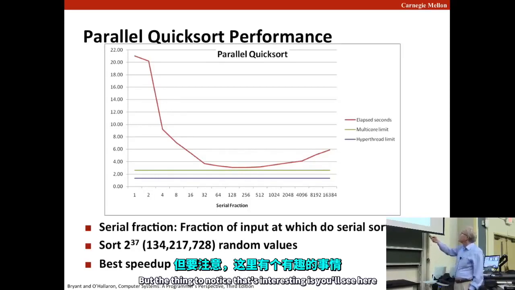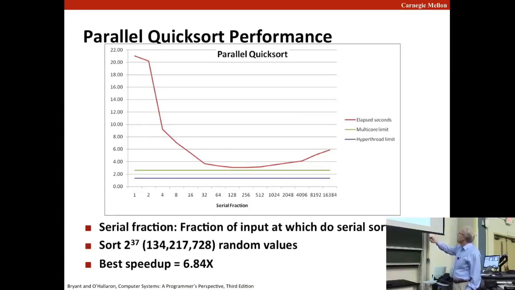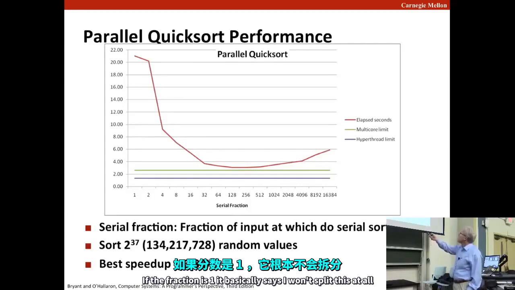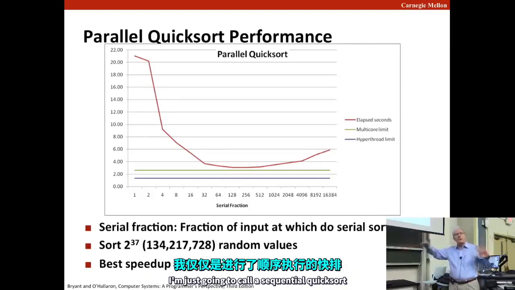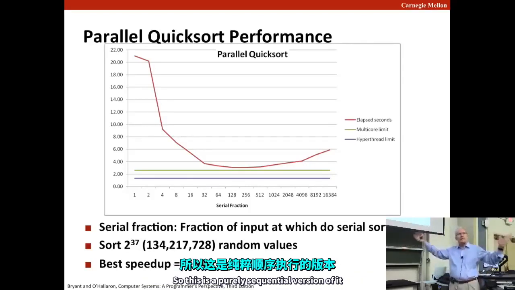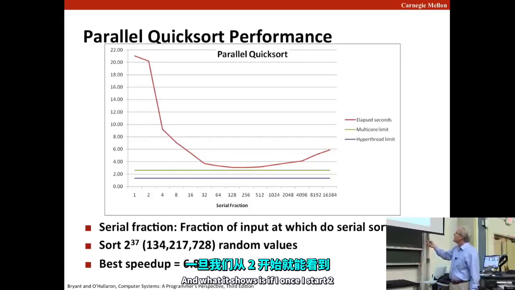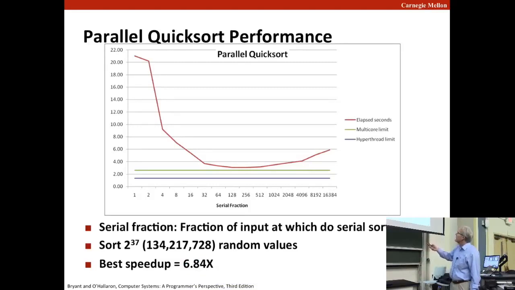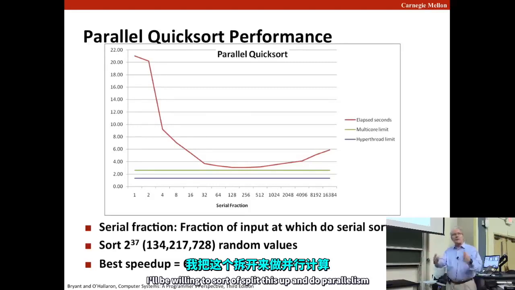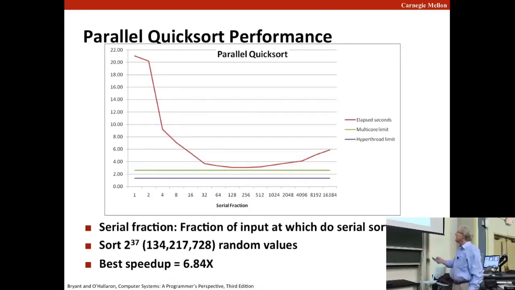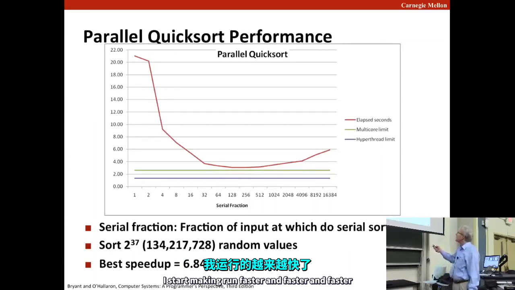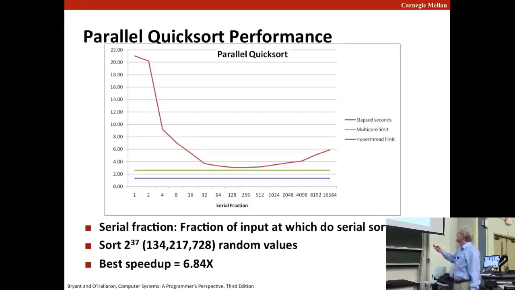But the thing to notice that's interesting is you'll see here, if the fraction is 1, it basically says I won't split this at all. I'm just going to call sequential quicksort. So this is a purely sequential version of it. And what it shows is once I start to be willing to split this up and do parallelism, I start making it run faster and faster and faster. And then I get into this trough.